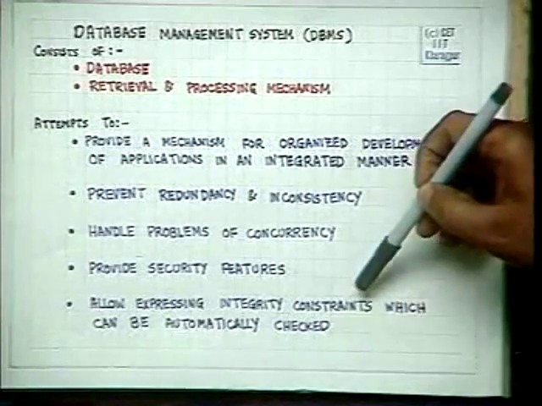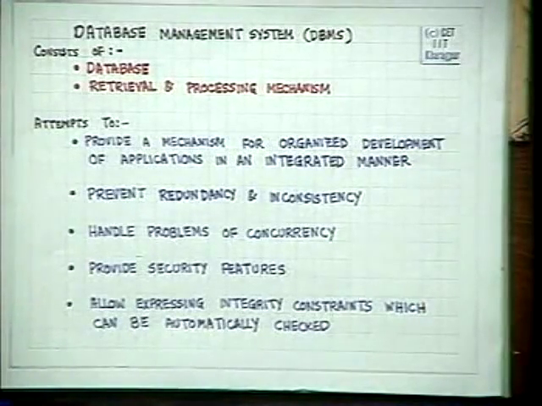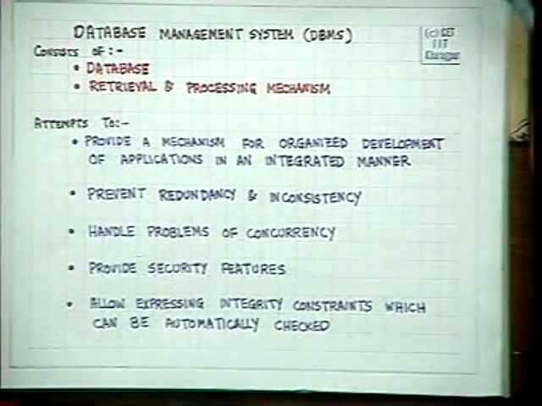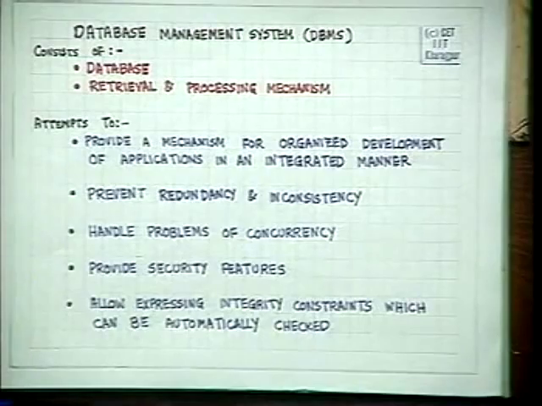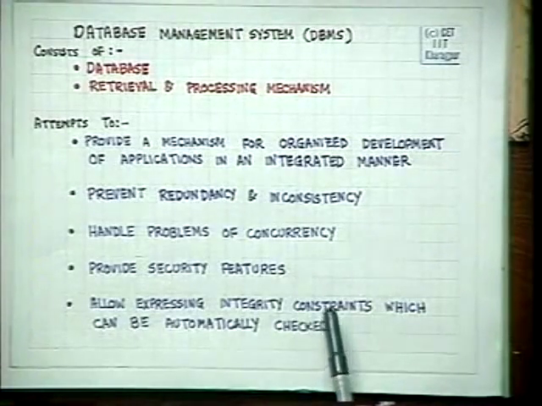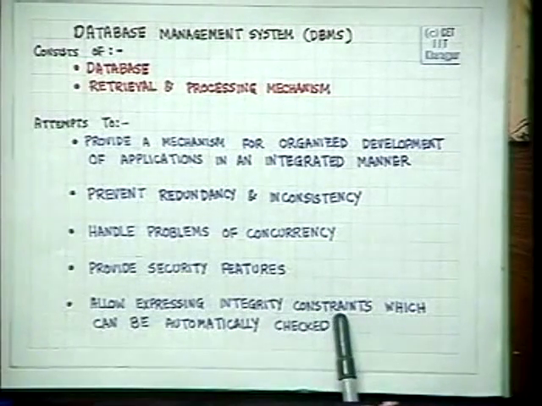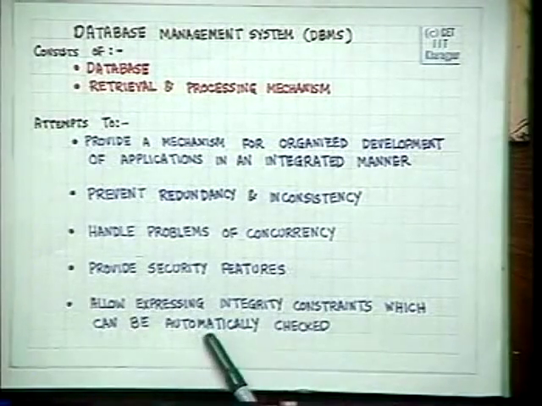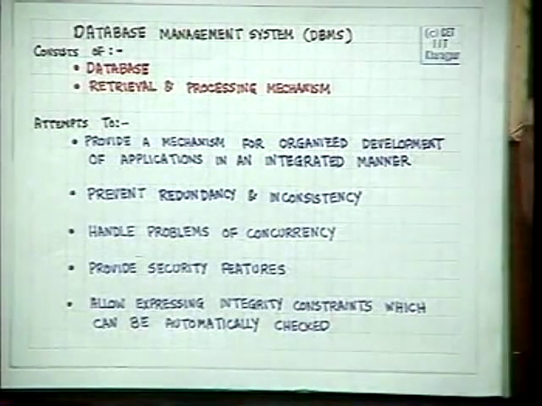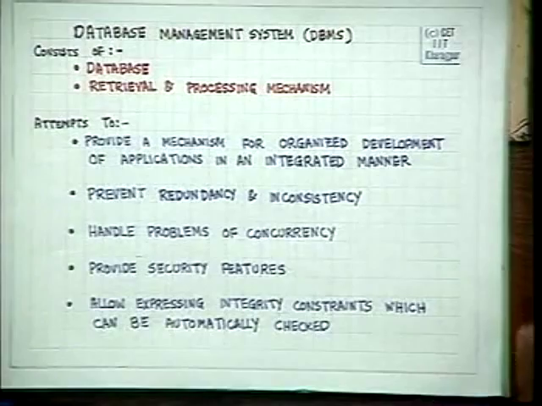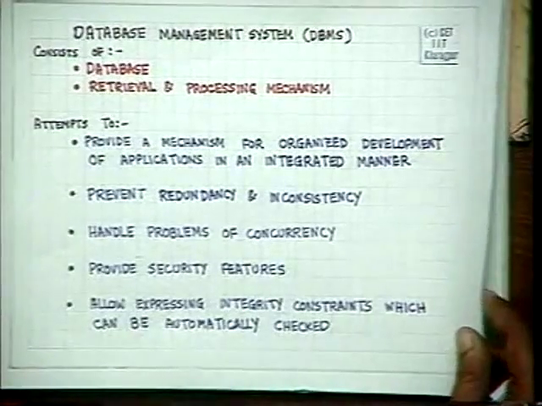So what are integrity constraints? They have to be specifiable at the data definition level, and these will be automatically checked during the updation mechanism of the database. So the database will take care of allowing definitions of integrity constraints and automatic checking of integrity constraints during processing. So these are some of the core issues which a database attempts to tackle.